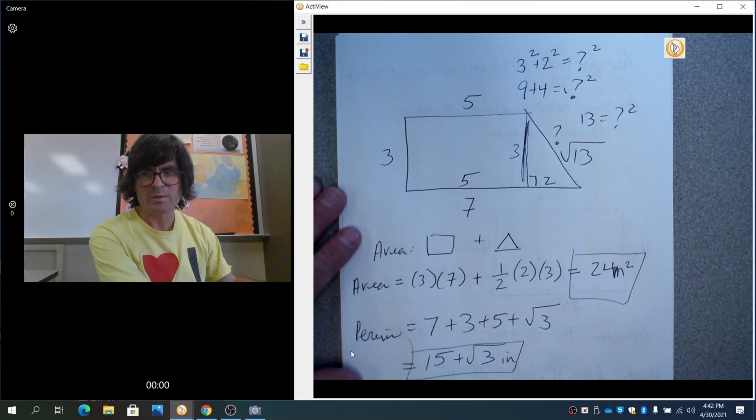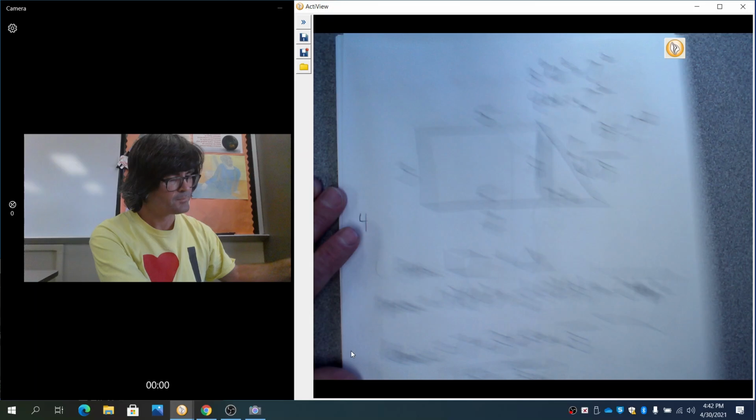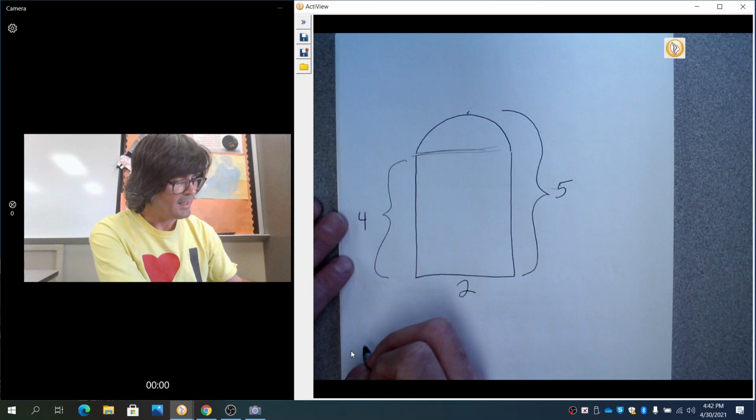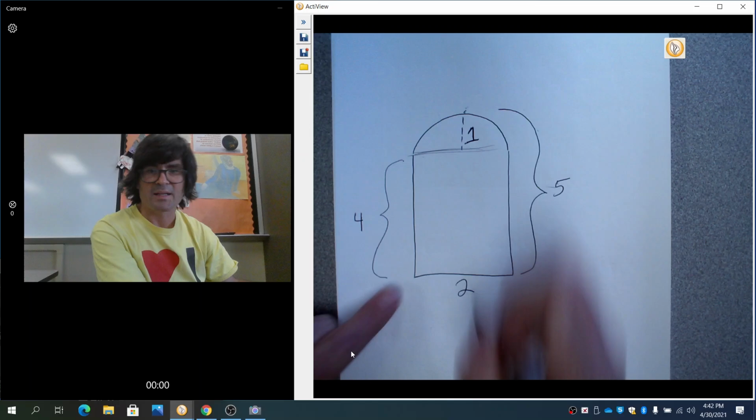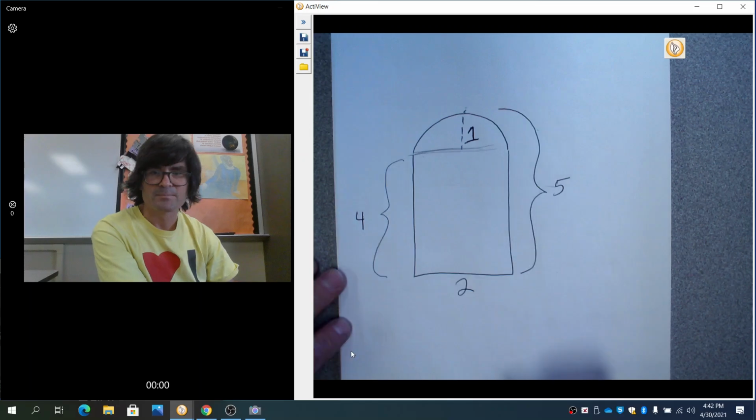Let's do one more. This is kind of a goofy looking figure. Again, think about finding known shapes, because this shape I don't know about, but I do know about a half circle and a rectangle. When you have a circle, the thing that's more important than anything is the radius. That's this distance right here. And since this is 5 high from bottom to top, and this is 4 high, I can see that this is 1 high. That's my radius of 1.